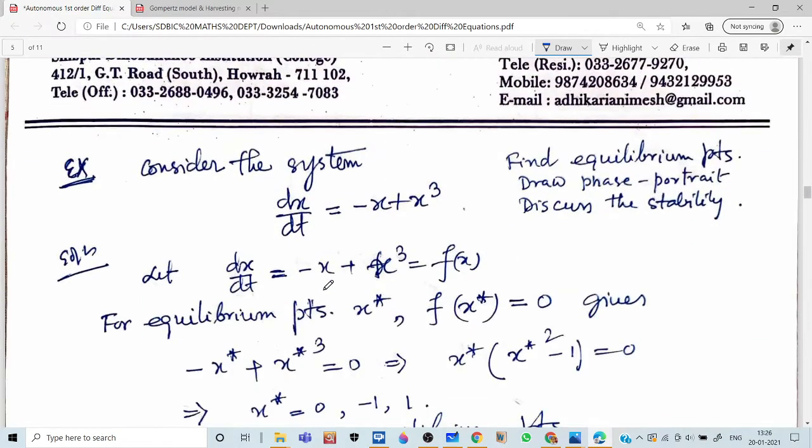And next example, consider the system dx/dt equals minus x plus x cubed. Find the equilibrium points, draw the phase portrait and discuss the stability.